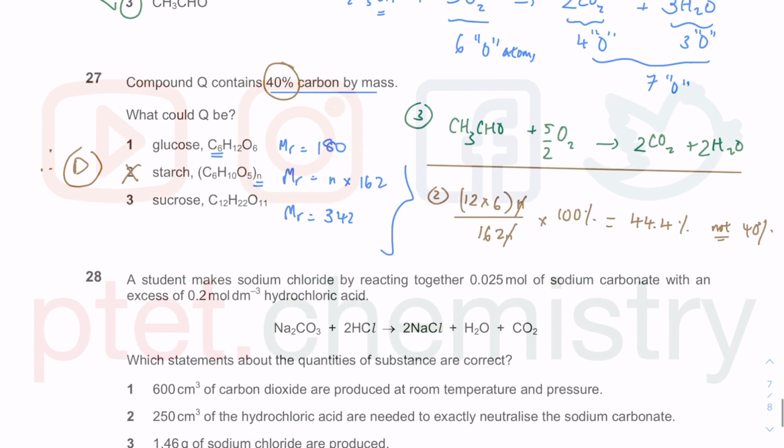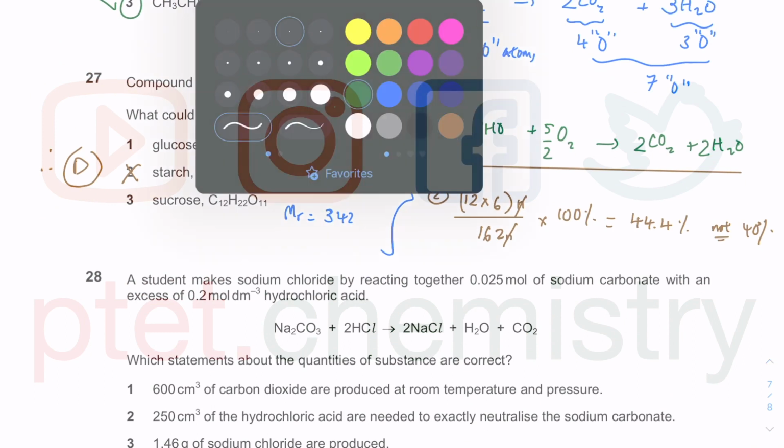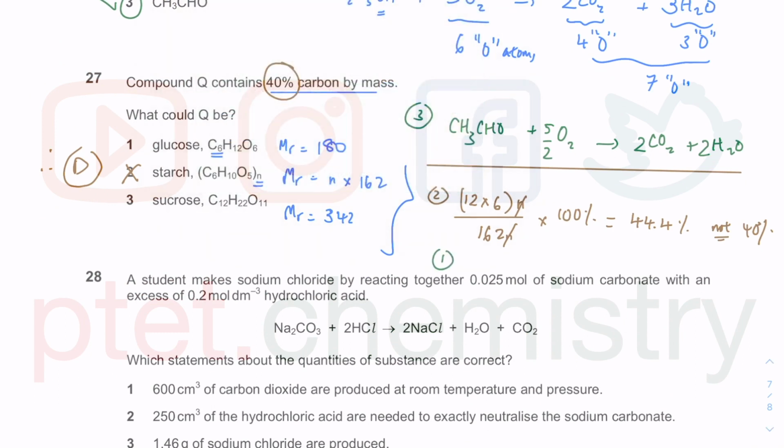Okay, of course you should check for number 1 just in case. I could of course do that. So what I have is 6 carbon, so 12 times 6 divided by the MR, which is 180, times 100%. This will give me 12 times 6, which is 72, divided by 180 times 100. This gives me exactly 40%, which is whatever is required for the percentage mass of carbon.